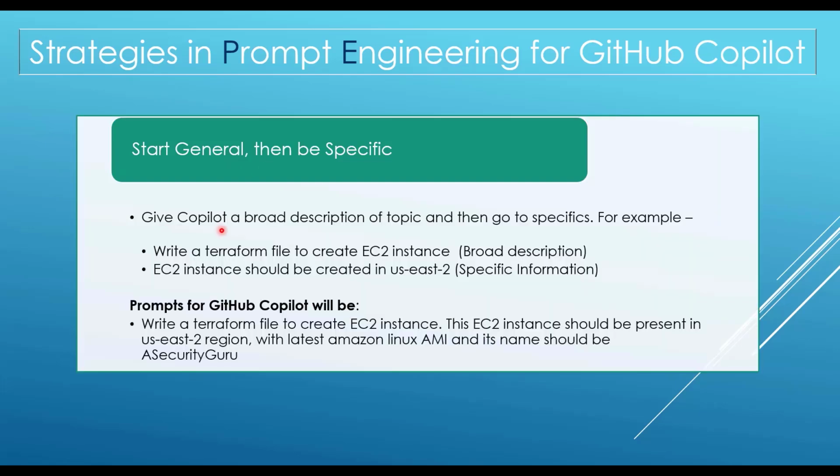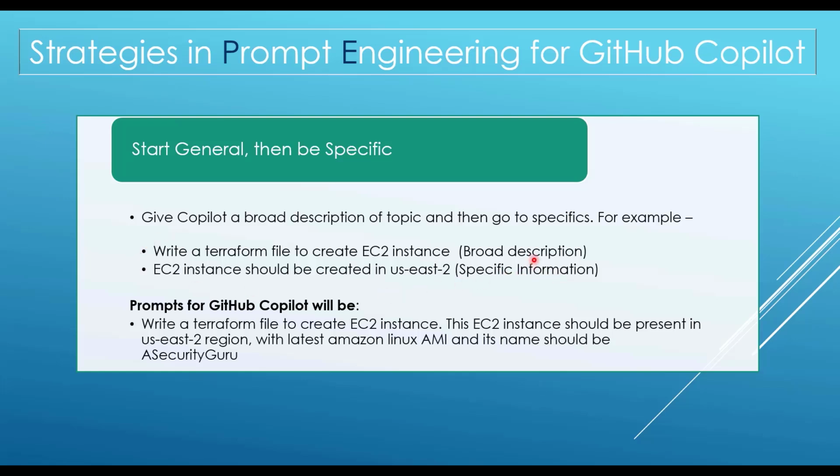First, we need to give GitHub Copilot a broad description of the topic, and then we need to go to the specific. For example, if as a DevOps engineer, we need GitHub Copilot to write a Terraform file, using this strategy, we will ask GitHub Copilot first to write a Terraform file to create an EC2 instance, which is giving a broad description. Then we will tell GitHub Copilot that this EC2 instance should be created in US East 2 region, which is region specific information.